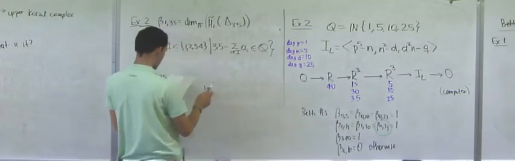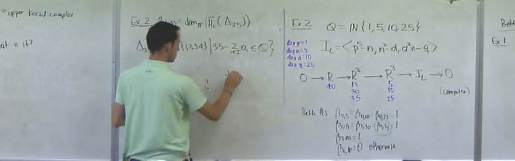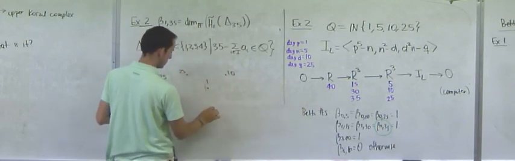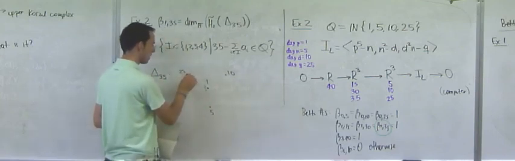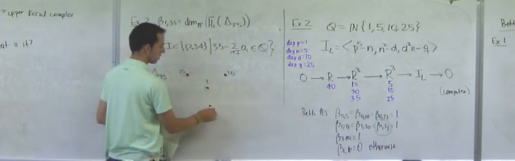Draw it like this because I know what's going to come out. 1, 10, 25, and 5. Okay. Now you should notice that already here I'm claiming that these guys are faces of my complex.